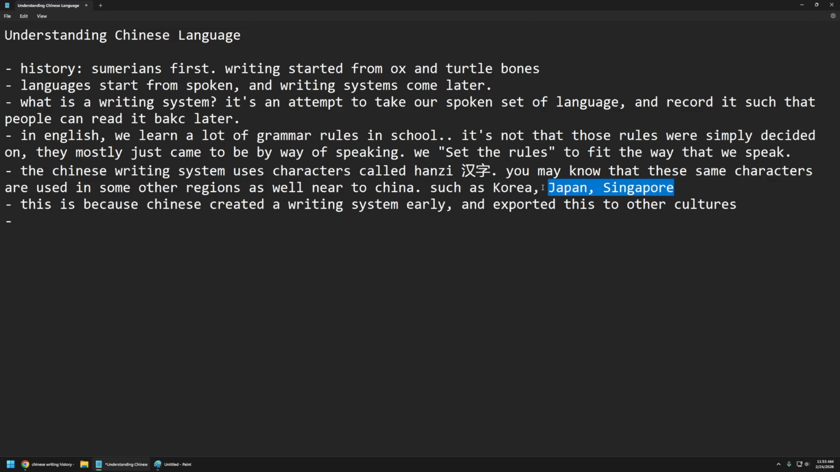Places like these ones still use the Chinese characters today. Not too sure about Korea. I think they may use it in names or something. It's definitely very required in the Japanese language, at least.